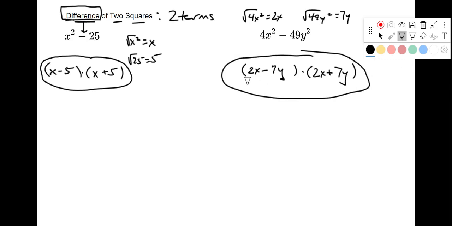It is important that whatever term was here, the 4x squared, the square root of it was 2x, that the 2x does have to come first in each set of parentheses because of this subtraction in the one set of parentheses. It does have to lead. Whatever leads here has to lead in the parentheses as well. All right, let's go on to our last method.